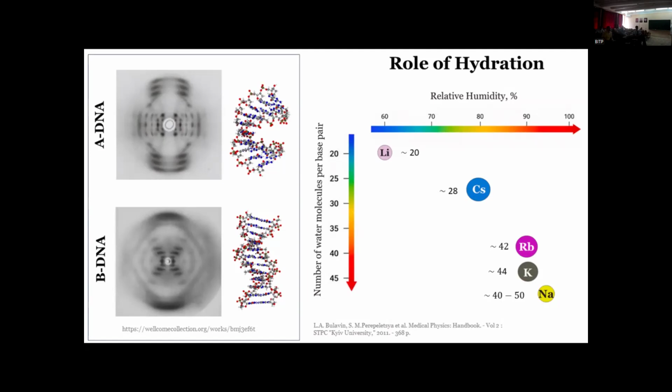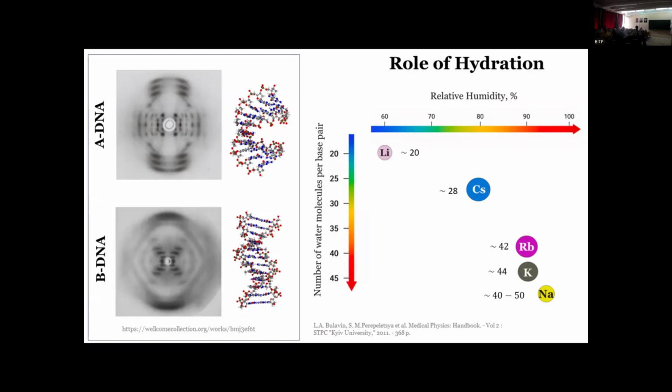So these experiments showed that DNA can exist in different conformations. In particular, here it's A and B, but there are many other conformations, which we will not discuss now. So the DNA double helix can form where a sufficient number of water molecules are present around. And here on the slide, I wanted to summarize the known data on the level of humidity and on the number of water molecules per base pair which are needed for DNA to take some of the conformations, but keep in mind that here the results are mainly for the B form of the DNA.